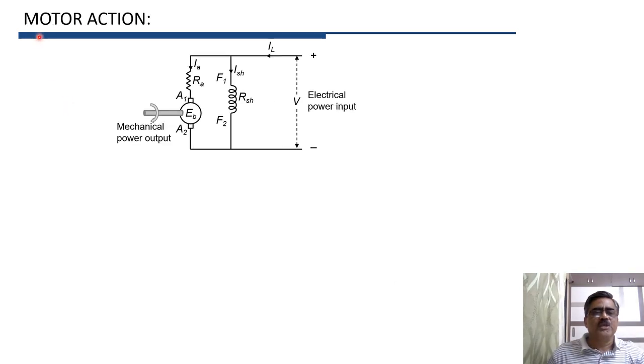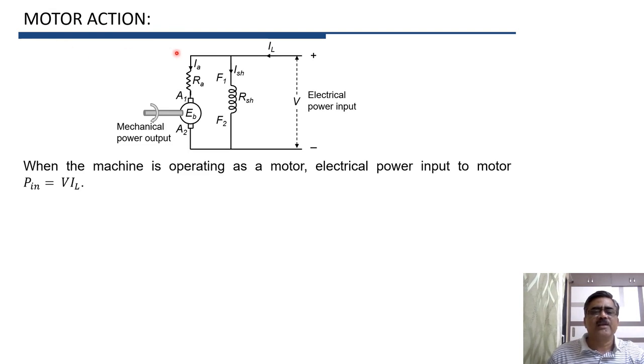Let us now see motor action. Now when the machine is operating as a motor, it is supplied with DC current. Here the supply voltage is V and the current drawn by the motor is IL, and therefore the electrical power input to the motor P in is equal to V into IL.